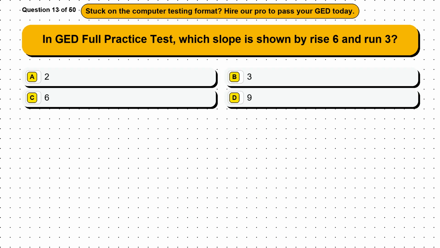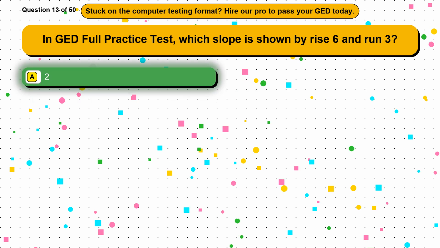Question 13. In GED Full Practice Test, which slope is shown by rise 6 and run 3? Option A 2. Option B 3. Option C 6. Option D 9. The correct answer is option A 2.